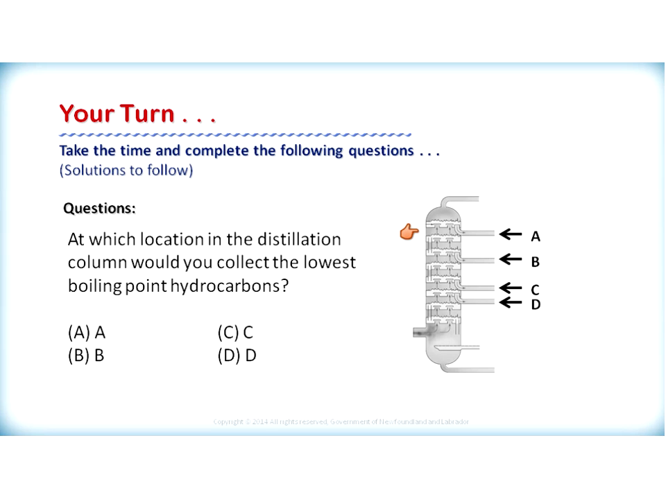Therefore, if we were looking for the lowest boiling point hydrocarbons, we would find them in the highest chambers. And according to this distillation column, the lowest boiling point hydrocarbons will be found at location A. So the answer to this question would be A.